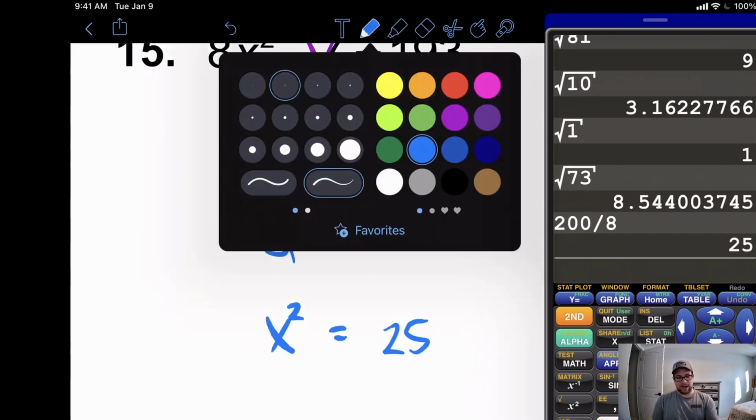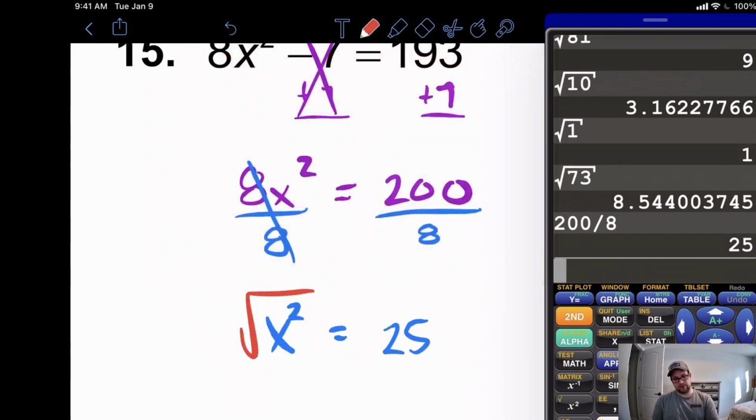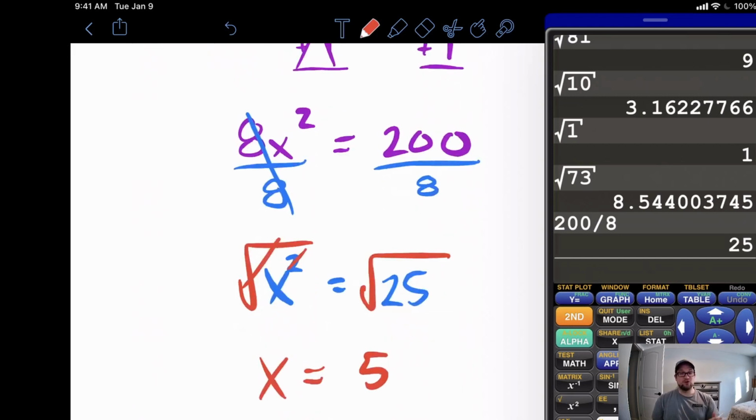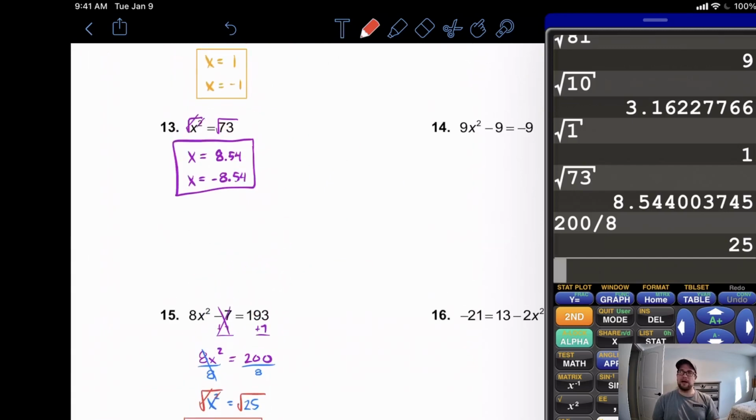And then, to wrap it up, we want to just come over here and take the square root of both sides. The square root of 25, I know that one is 5. Don't forget though, there's always 2 answers, so x equals negative 5 is that other answer. And just like that, we're done, right? That's half of the problems for you. I hope your half goes just as quick.